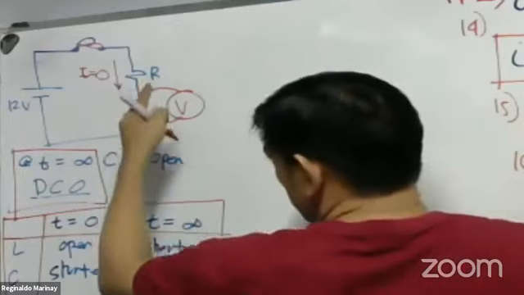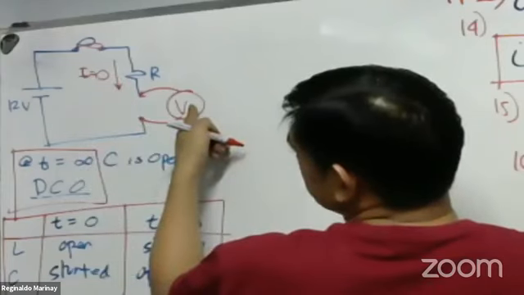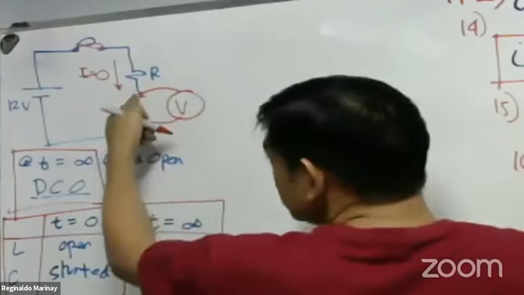Okay. Walang kuryente dito. No? Ito yung voltahe mo. So, therefore, this voltmeter will just be connected in parallel, wherein the two terminals here are connected to our capacitor. That is why it is 12 volts at time t equal to infinity.